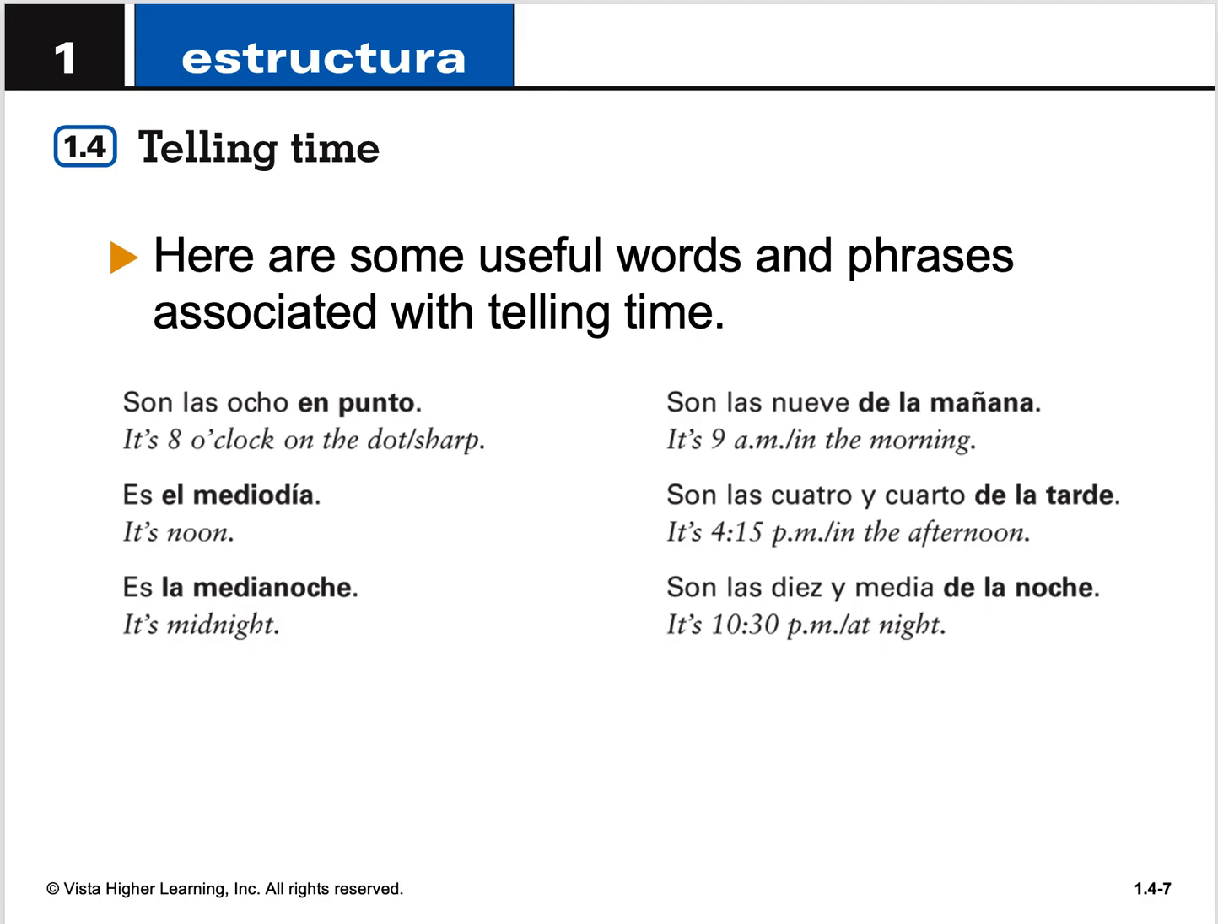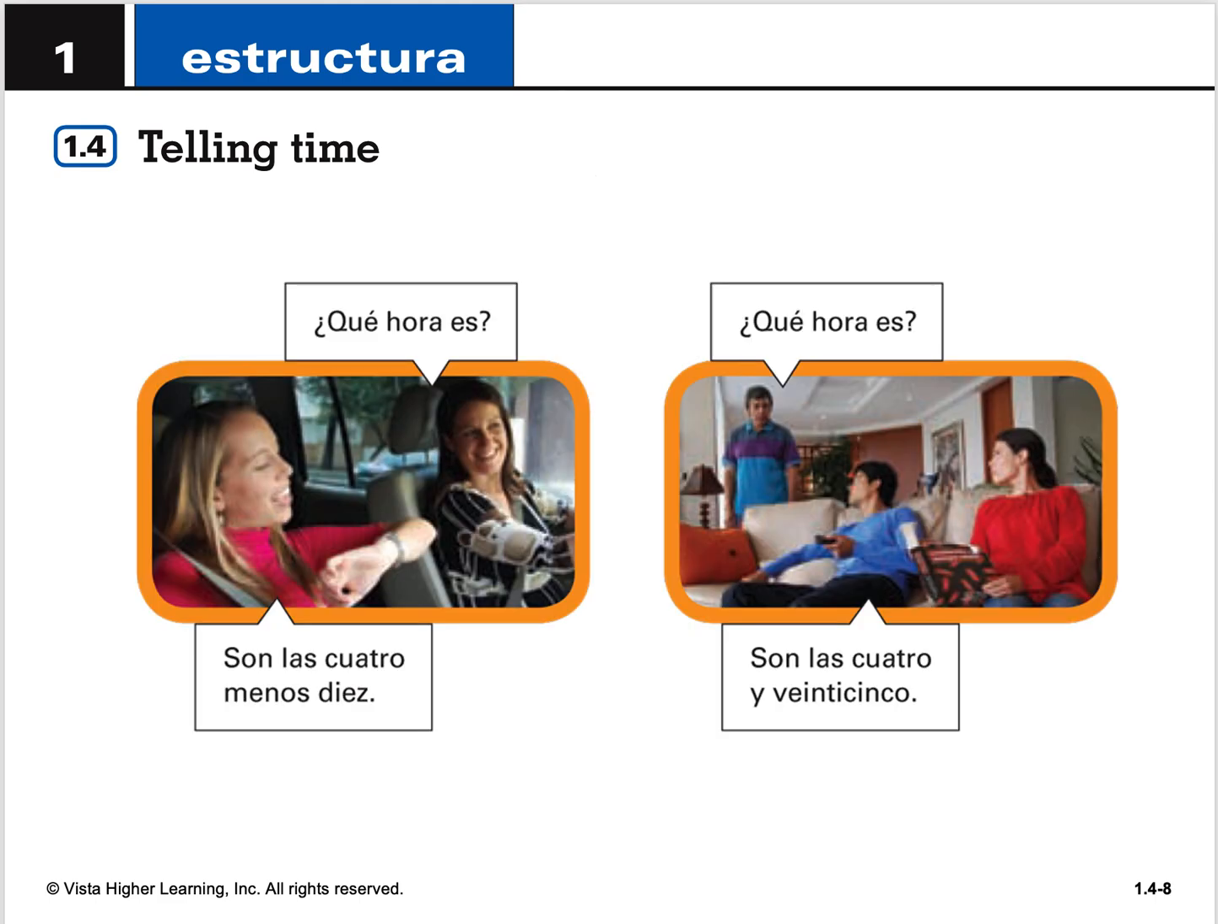If I want to say something is in the morning, so specify a.m., I don't say a.m. I say "son las 9 de la mañana." So in the morning would imply a.m. If I want to say in the afternoon, I would say "son las 4:15 de la tarde," in the afternoon. Evening is typically going to begin around 5 to 6 p.m. So we would have "son las 10:30 de la noche." So it is 10:30 at night, or 10:30 p.m.